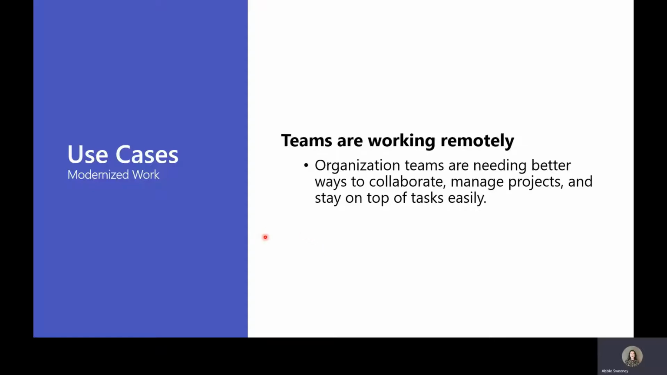So we're seeing a lot more usage collaborating in Teams, whereas pre-COVID, we were seeing organizations moving to Teams, using it for calling and meeting, but not necessarily using it for collaboration. Now we're relying on it much more. We need to be able to collaborate more and make it more seamless. So we want to see how can we use Teams for modernized work to collaborate, manage projects, etc.